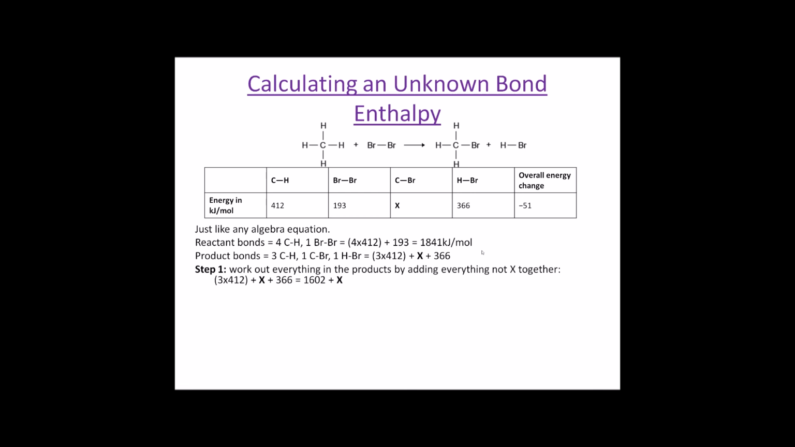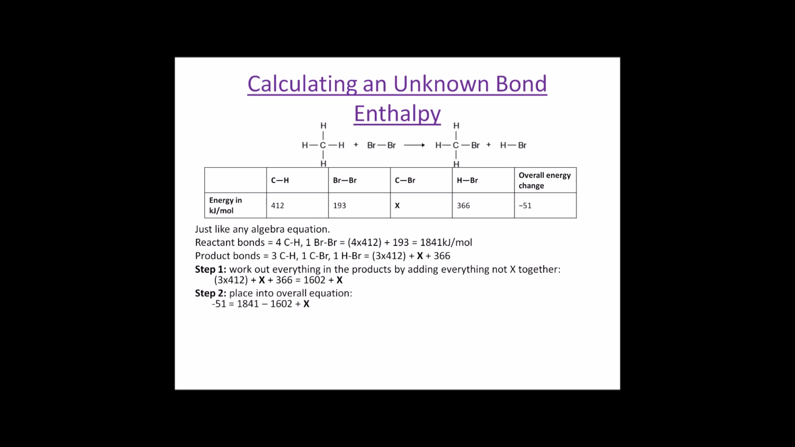First thing I would recommend doing at this stage is to work out everything in the products, so work out the total energy of the products by adding everything that isn't X together. So we've got 3 times 412 plus X plus 366. Do your 3 times 412, add 366 to that, and that gives you a total energy of the products of 1,602 plus our mysterious X.